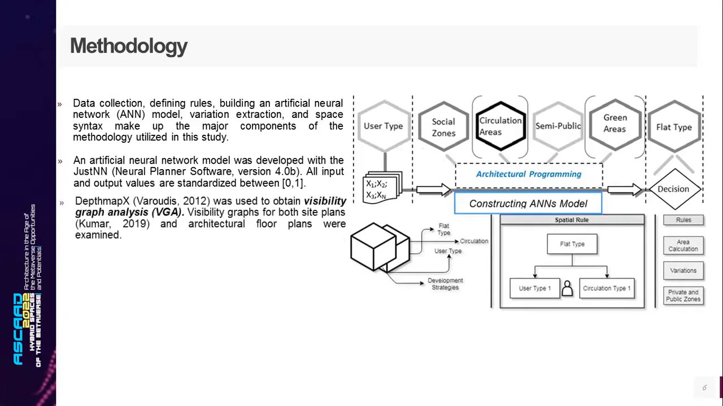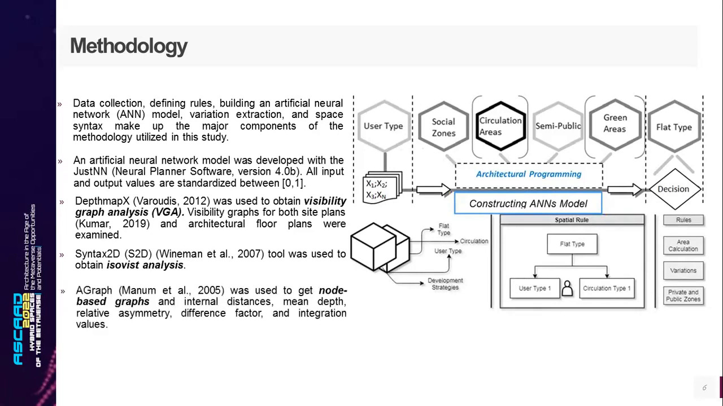DepthmapX was used to obtain visibility graph analysis. Visibility graphs for both site plans and architectural floor plans were studied. Syntax 2D tool was used to obtain isovist analysis. A graph was used to get node-based graphs and internal distance, mean depth, relative asymmetry, difference factor, and integration values.